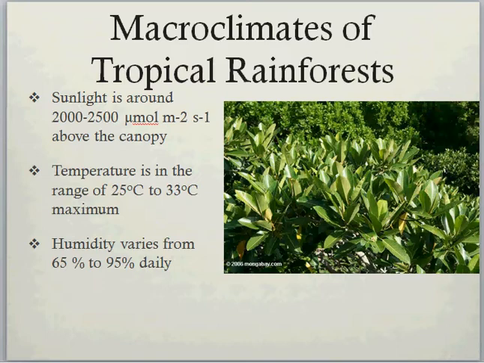So those three main climatic or abiotic characteristics are all very high, and in the case of humidity, very low at the top of the canopy. So when a tree has its leaves up in the top of the canopy, it takes advantage of those very high light levels, but it has to deal with the high temperatures and the low humidities at the same time.